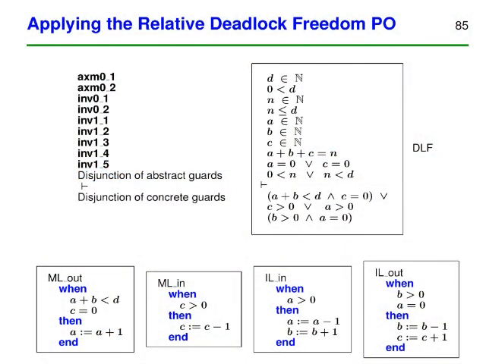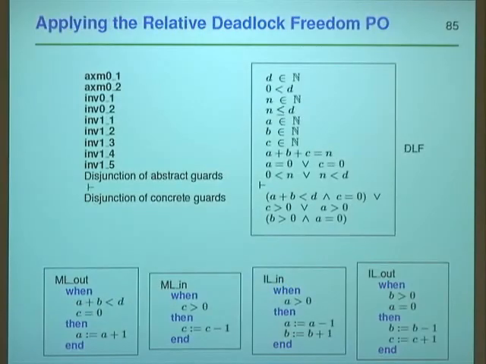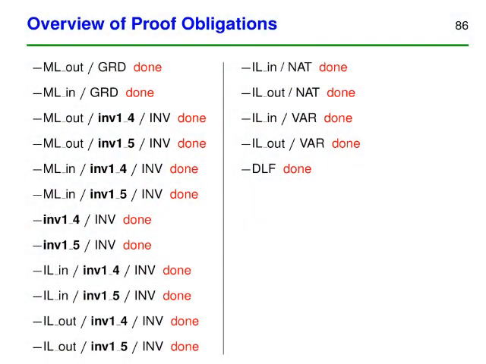So this is the relative deadlock freeness here. We know the disjunction of the abstract guards and the disjunction of the concrete guards. It is not very difficult. It's a bit boring because we have a goal with many disjunctions, but it's doable by a decent prover. So we have proved everything.